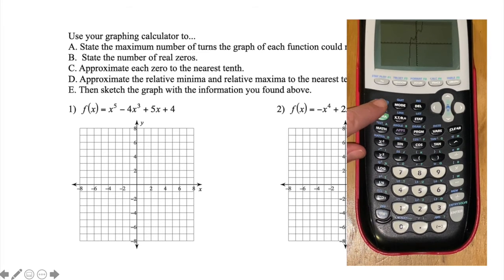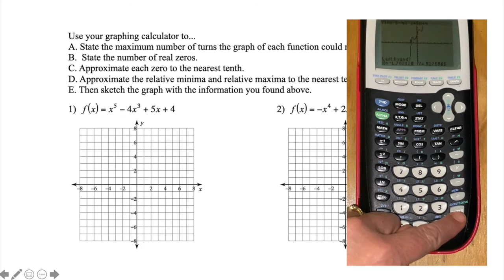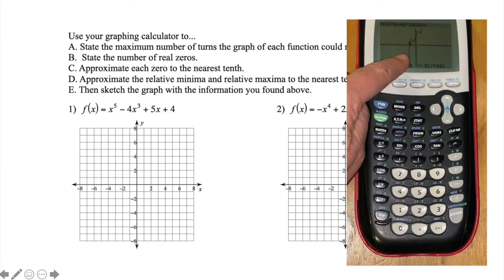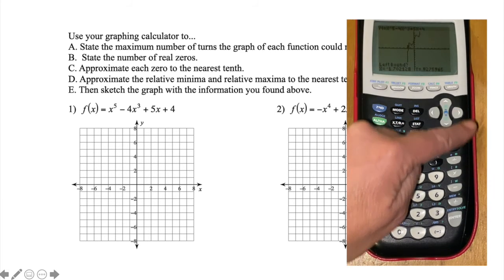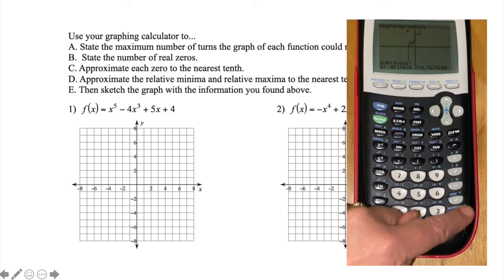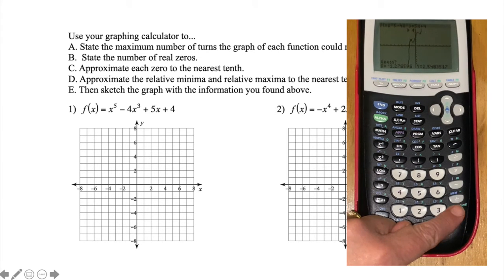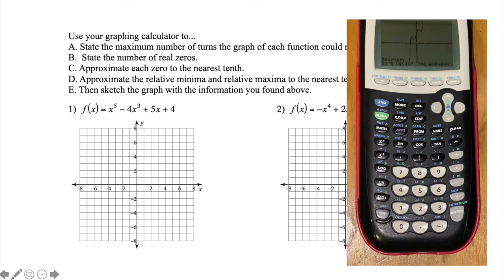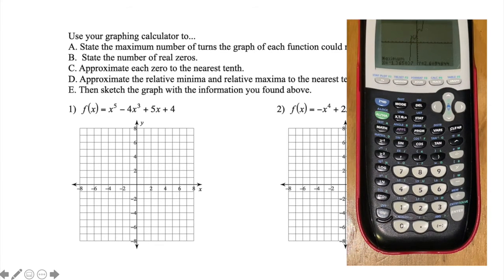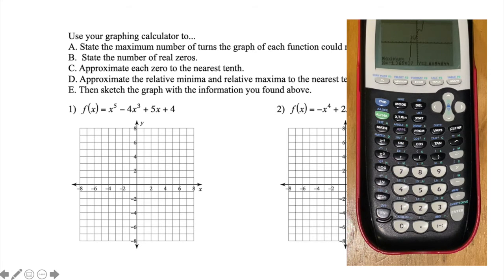So we're going to find the maximum by coming to second calc, coming to max, which is number 4. It's going to ask for the left bound. We're going to be on the left side. Then we're going to move to the right side of that maximum. Then we're going to guess, get as close as we can. That one looks really good right there. Hit enter. It's going to be doing its calculations, and we have, to the nearest tenth, negative 1.4 comma 2.6.